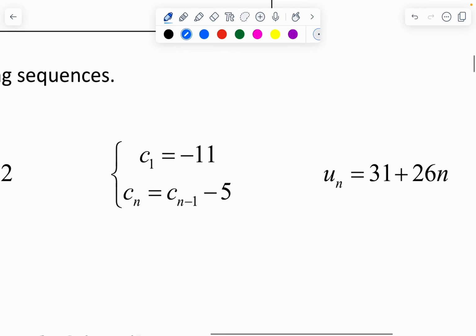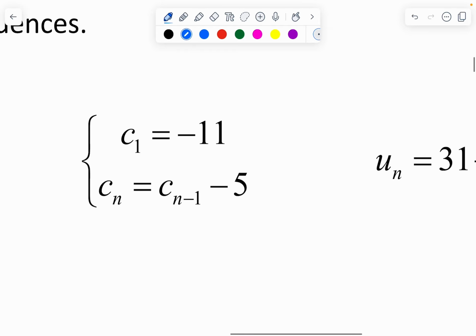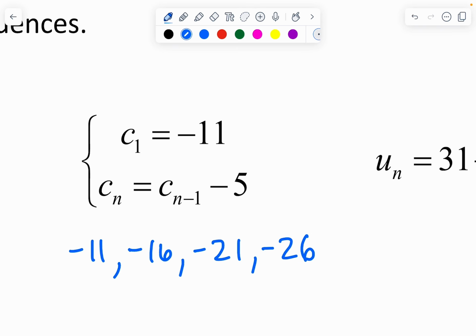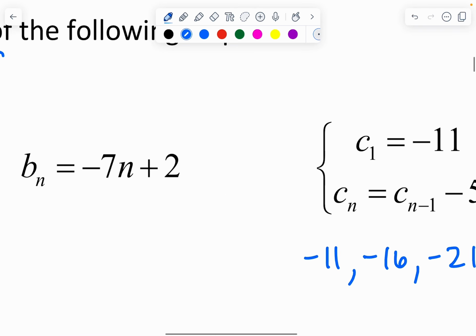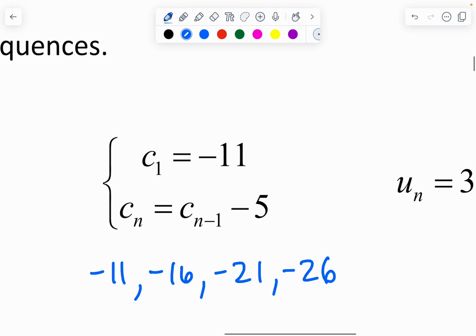And here is another recursive formula. Let me write another one. On this one, our first term is negative 11. And now what they're saying is subtract 5. So subtract 5, subtract 5, subtract 5, and I have the first 4 terms. So this was also a recursive formula. Notice it tells me where to start, and it tells me what to do.